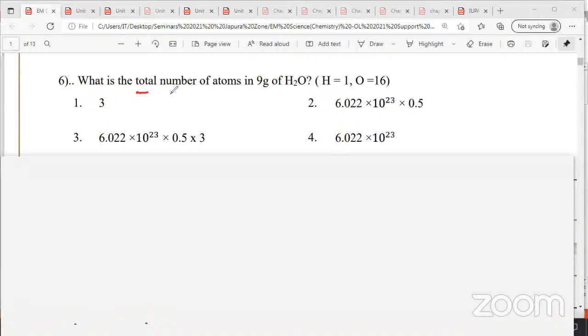If you want to find that, remember this most important word, pay attention to this word: total. Total atoms. Total number of atoms. Not hydrogen atoms or oxygen atoms. Total number of atoms.